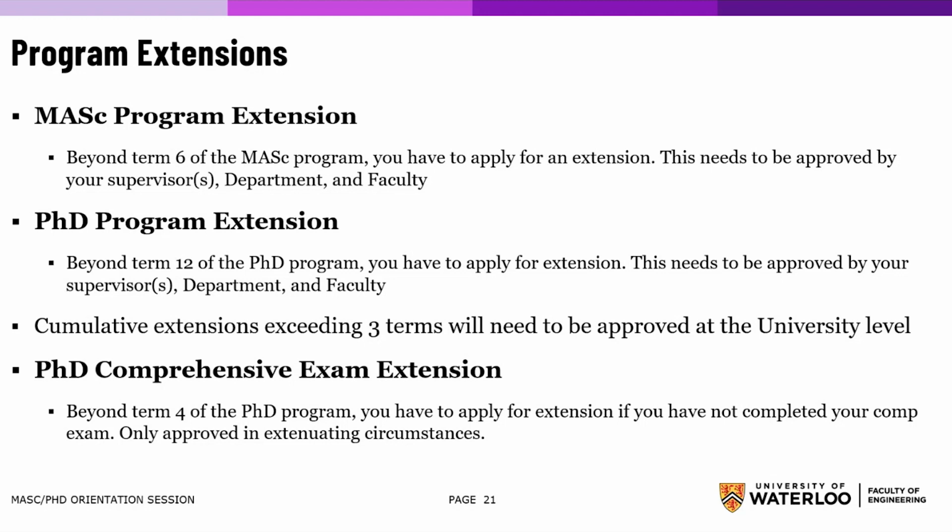There's also the option for PhD students to extend your comprehensive. So if you cannot finish your comprehensive exam by the end of your 4th term, you will get a similar email that will shoulder tap you to say you need to apply for a comp extension. Typically, these are only approved in extenuating circumstances where something outside the student's control has happened and their comprehensive exam has been delayed.